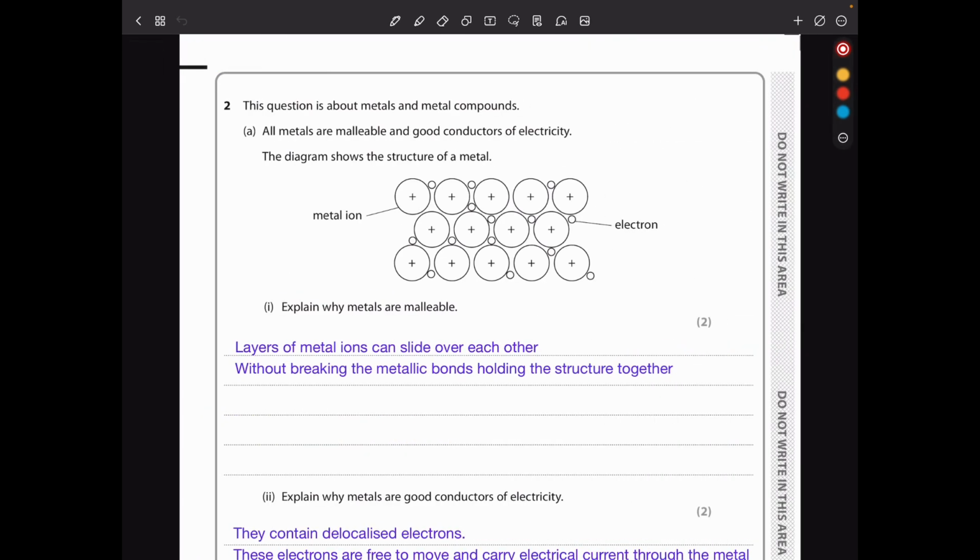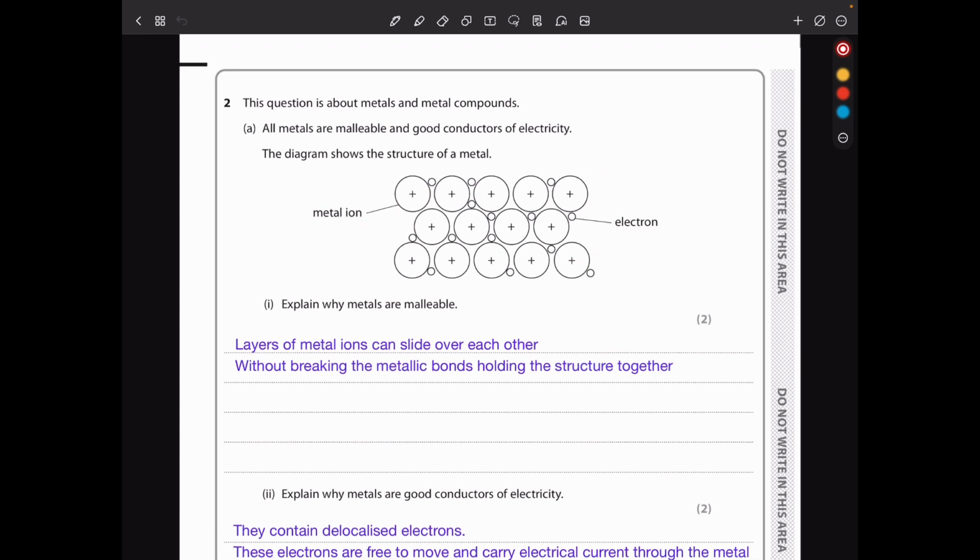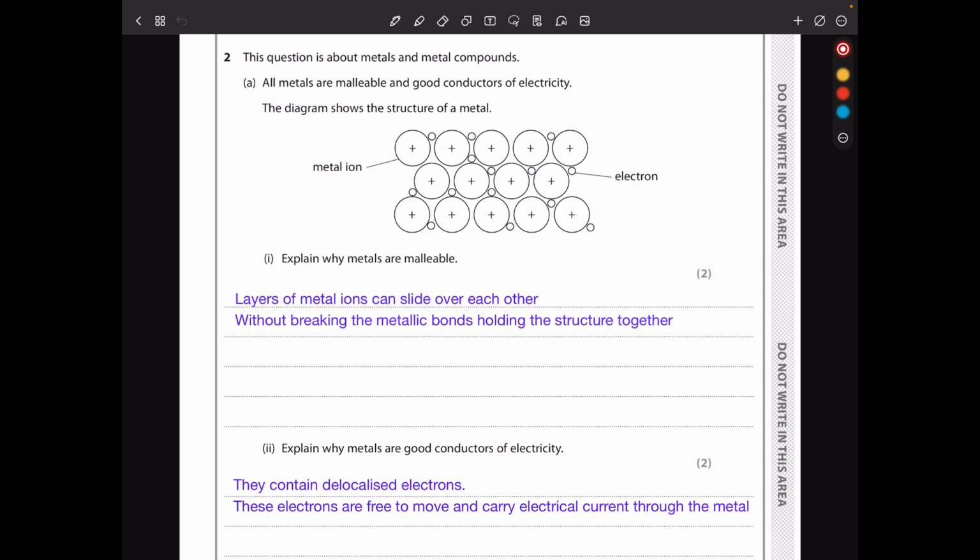In question 2, this question is about metals and metal compounds. All metals are malleable and good conductors of electricity. The diagram shows the structure of a metal. Now within this metal, we have the metal ions, which are cations, and the delocalized electrons, because there is metallic bonding here. They say explain why metals are malleable.